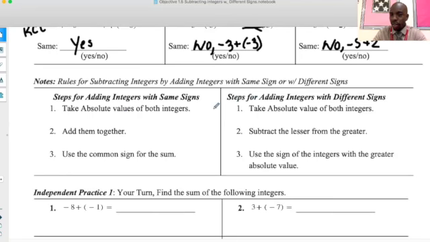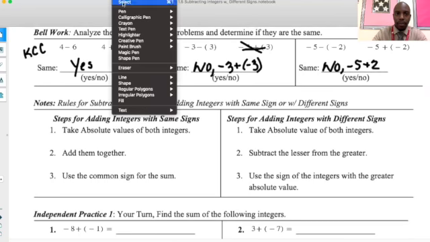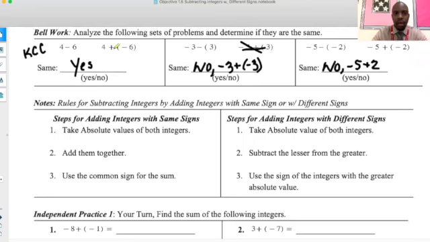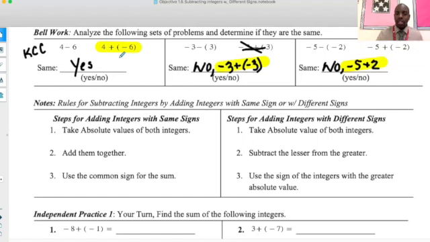Notice that's the difference between these two columns. One is talking about when they're the same sign, the other is talking about when they're different signs. Mr. Woodford, how do I know if they're the same or if they're different? Let's take, for example, the bell work one more time. If you look at when we rewrote these into addition, let's identify if they're the same or if they're different. For the first one, and let me use a different color so it can pop out, these are different signs. There's a positive 4 and there's a negative 6. That is different signs. So I'm just going to write here different underneath it.